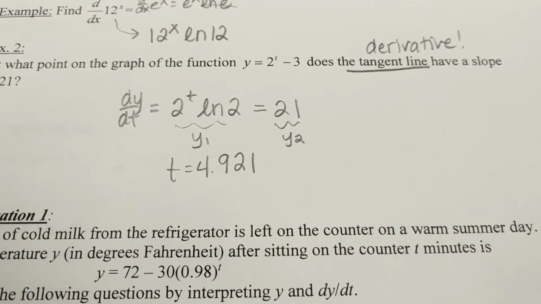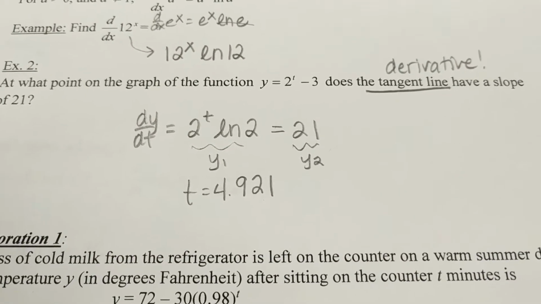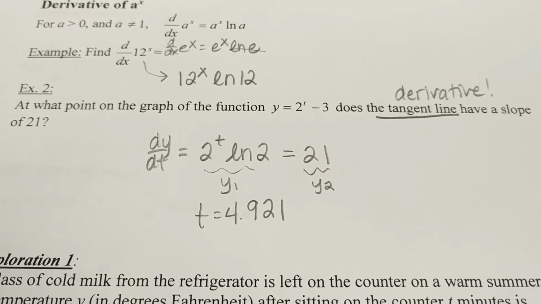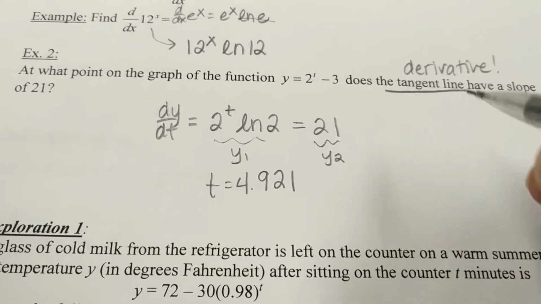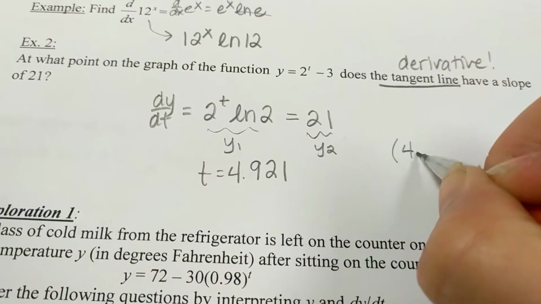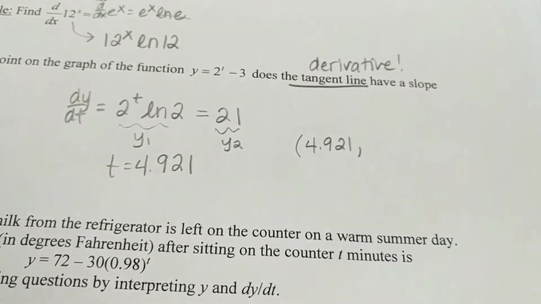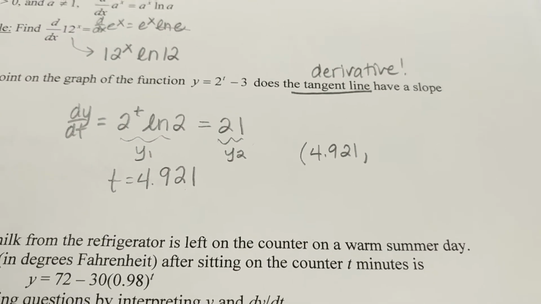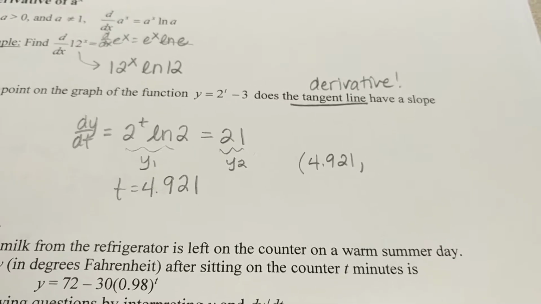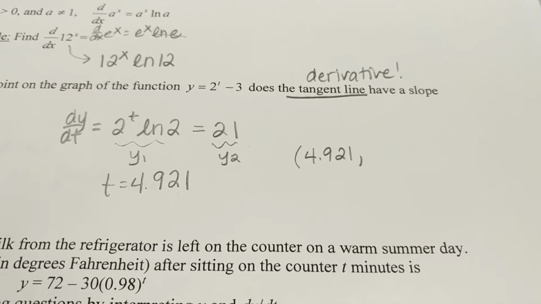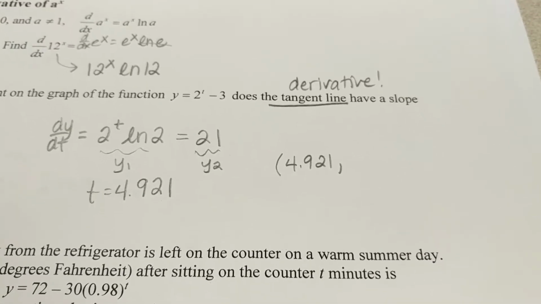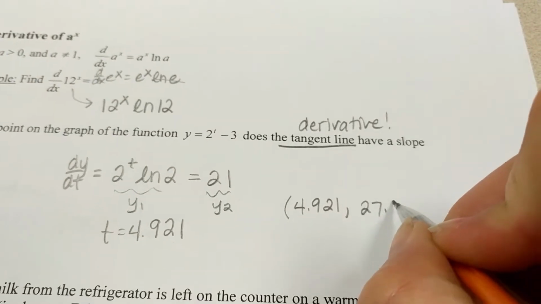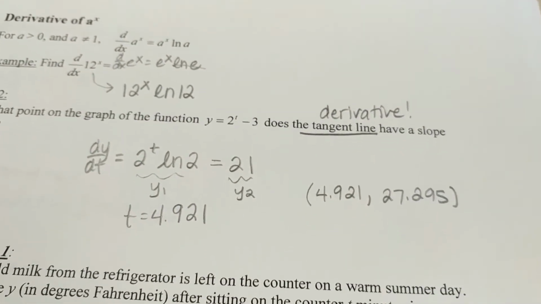So here it says, I solved this one using my calculator. I get 4.921. And the question asks, at what point on the graph does this occur? So it means I need an ordered pair for an answer. So we get 4.921, comma, and then plug that back into the original equation. So we get 2 to the 4.921, and then minus 3. So I get 27.295. And there's our answer.